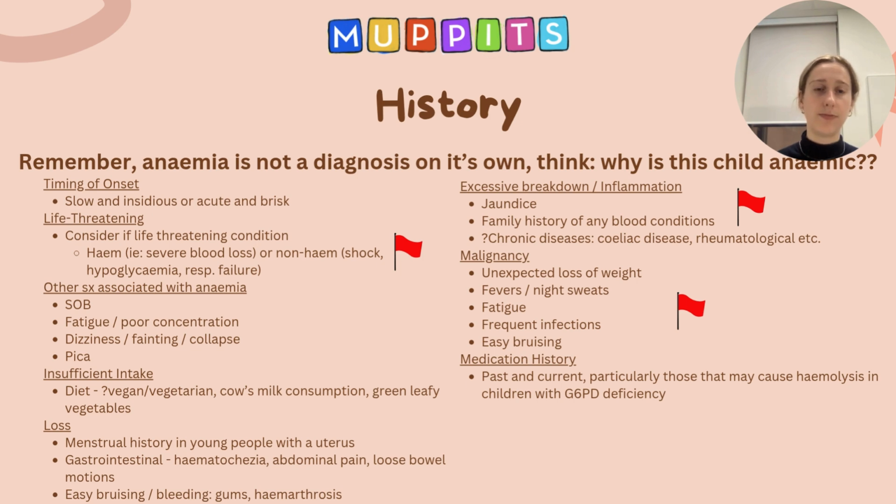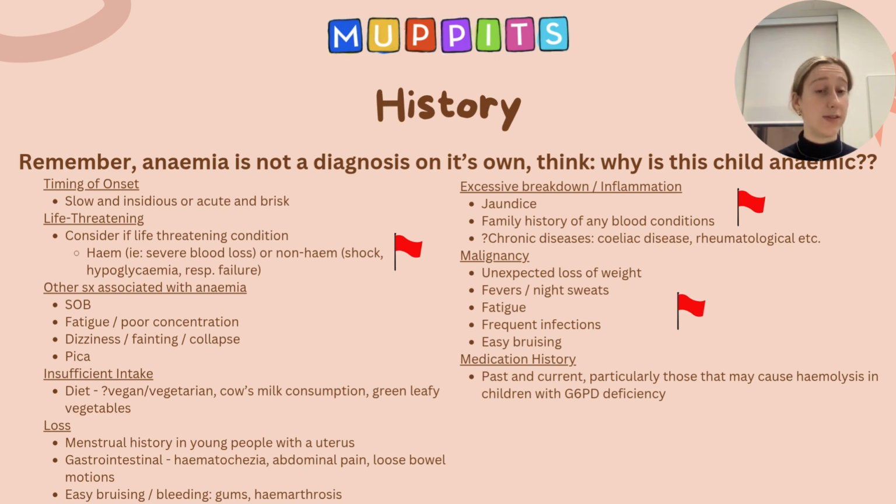deficiency, for example? Then thinking about excessive breakdown or inflammation, considering is there any jaundice present? So this could be indicative of a hemolytic anemia. Is there a family history of any blood conditions as well? Is really important. For example, particularly in thalassemia or sickle cell disease. And does this child have any known chronic diseases like celiac disease, any rheumatological diseases like juvenile idiopathic arthritis?